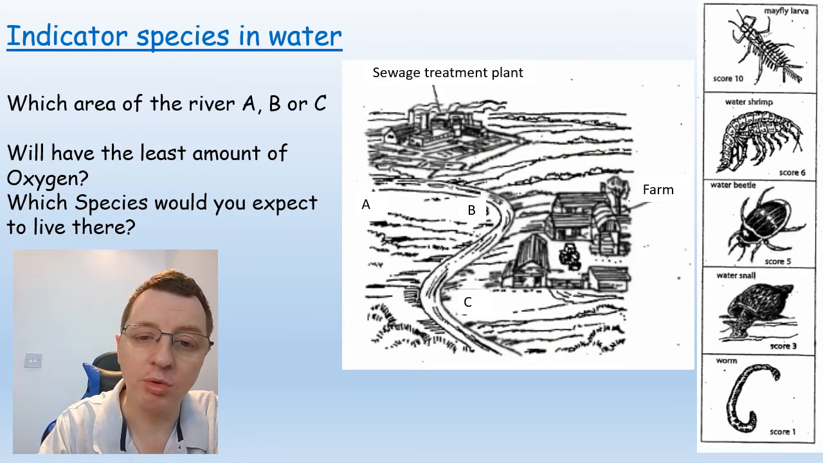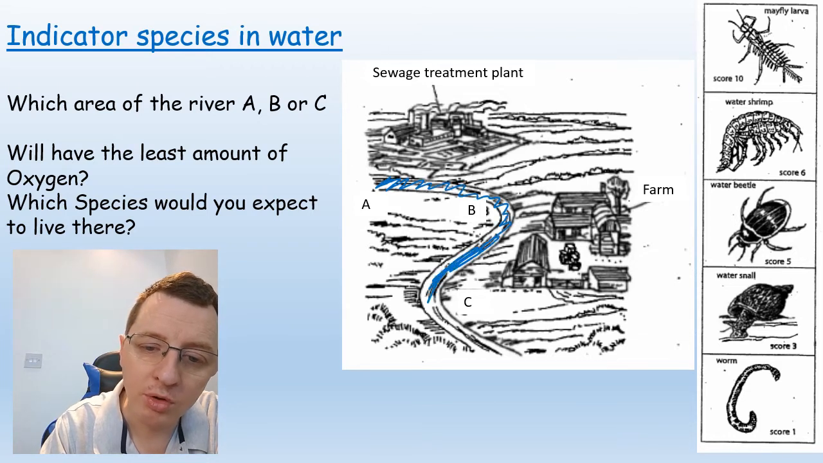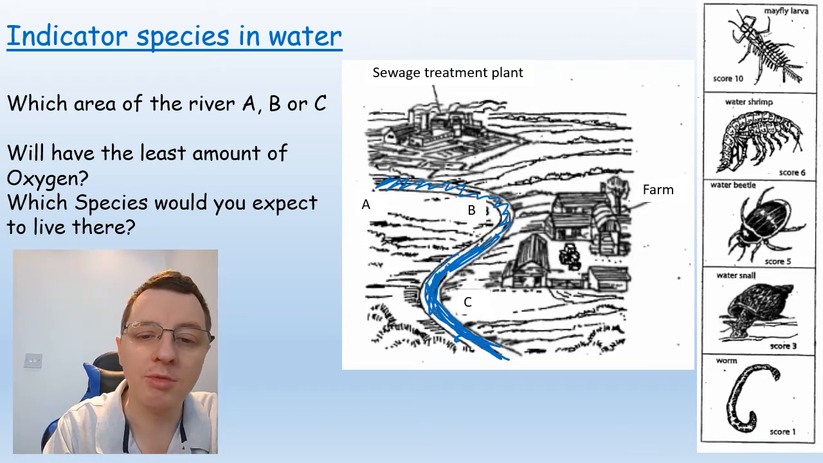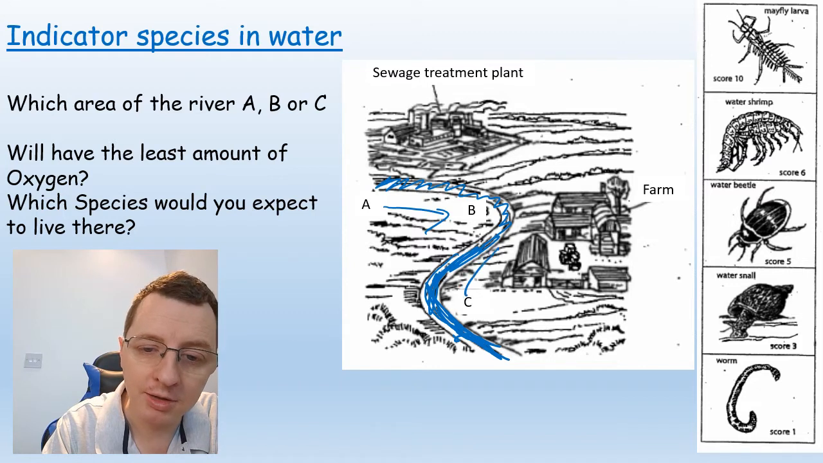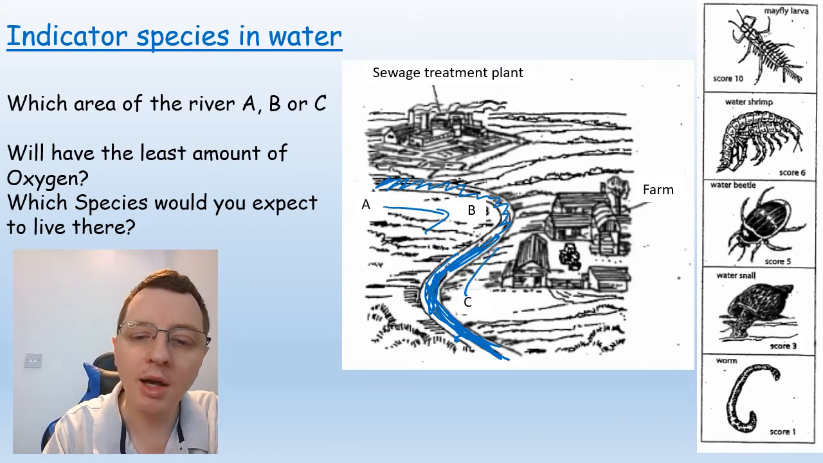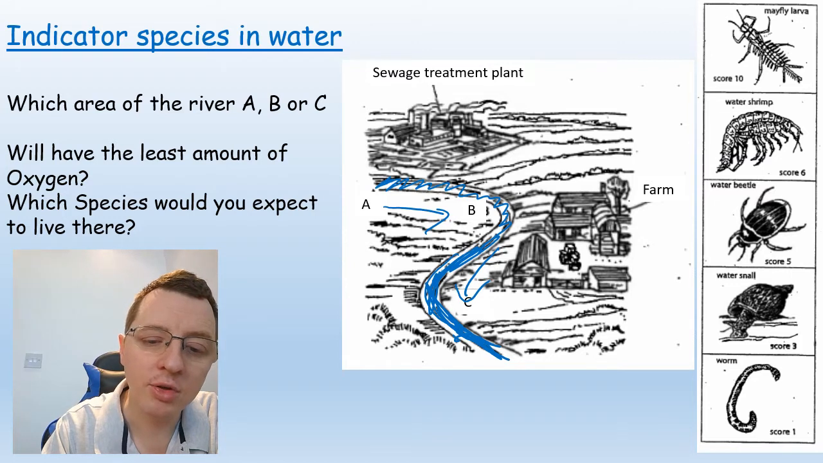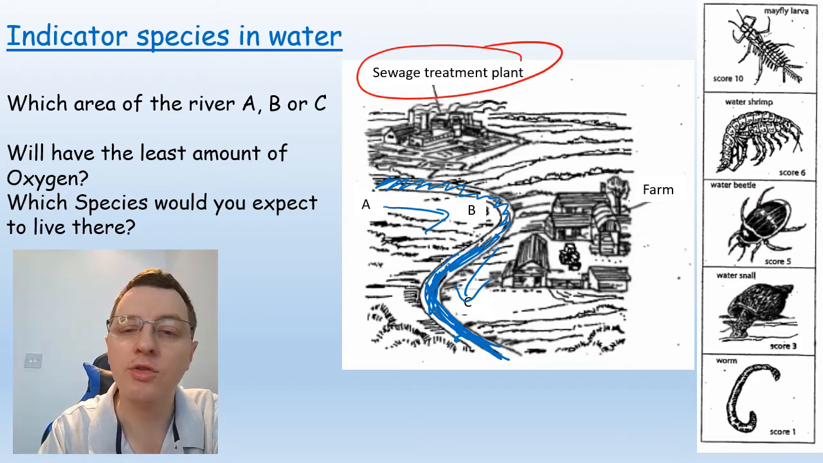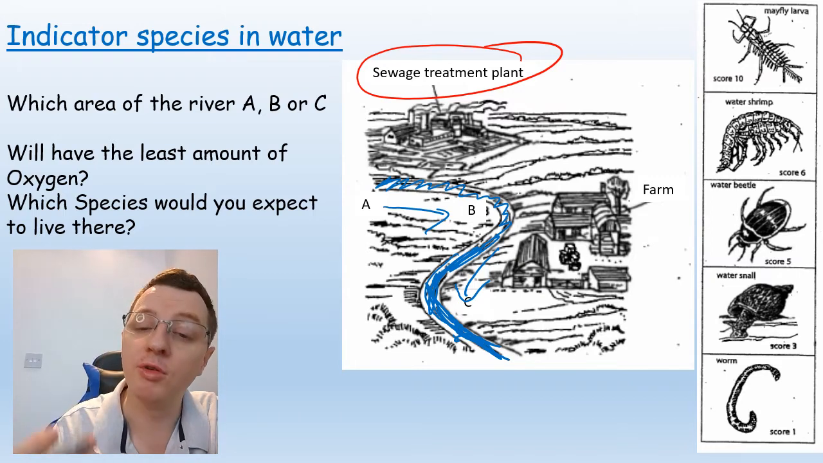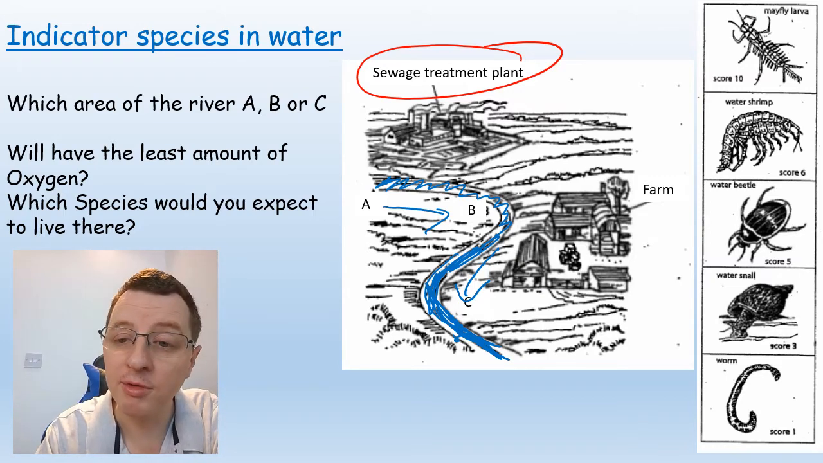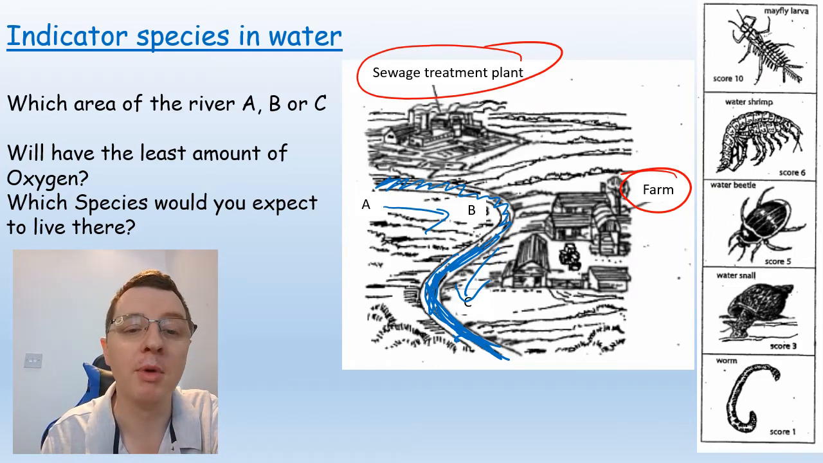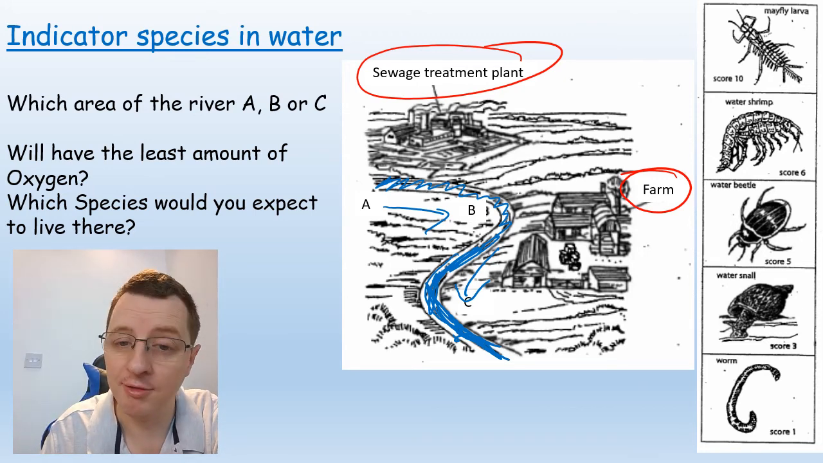So if we have a look at this water system here, I'll just make it easier and quickly colour the waterway blue so you can see it travelling down here. So here is our waterway, or our river and stream, travelling from A to B and then from B to C. And as the river is travelling, it passes two different areas. It passes a sewage treatment plant after A but before B. And after B but before area C, we have a farm. So which area of the river, A, B and C, is going to have the least amount of oxygen? Which species would you expect to live there?